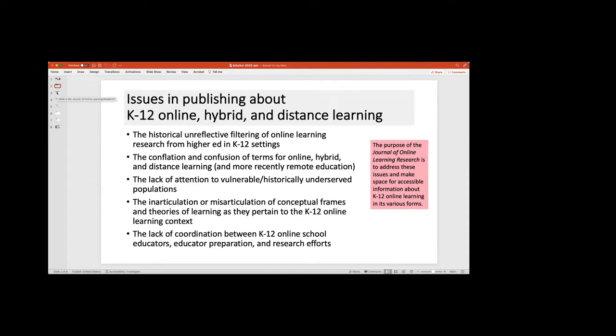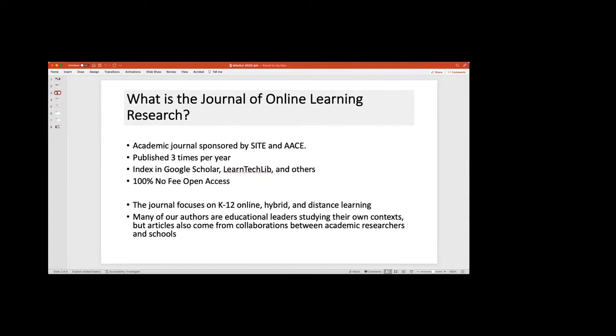The journal's been around for about 8 years now. It's sponsored by the Society for Information Technology and Teacher Education, as well as the Association for the Advancement of Computing in Education. We publish 3 times a year, so there are 3 issues.